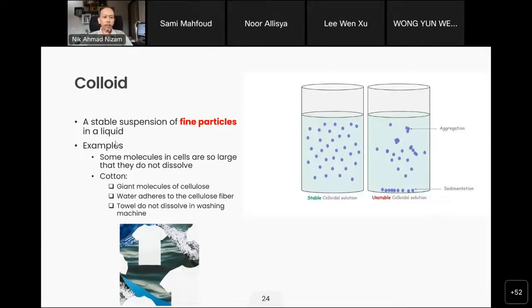An example of a colloid is some of the molecules in cells. For example, cotton is a giant molecule of cellulose. Cellulose is a carbohydrate, and water adheres to the cellulose fiber. So that's why a towel will not dissolve in the washing machine. It only has an interaction with water, but it does not dissolve in the water.